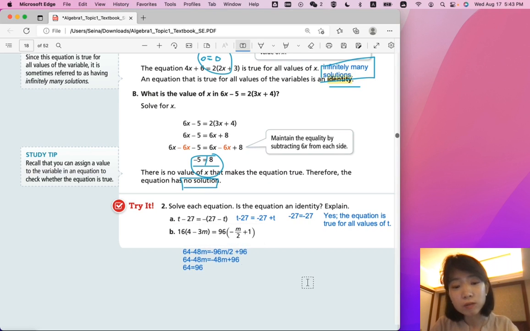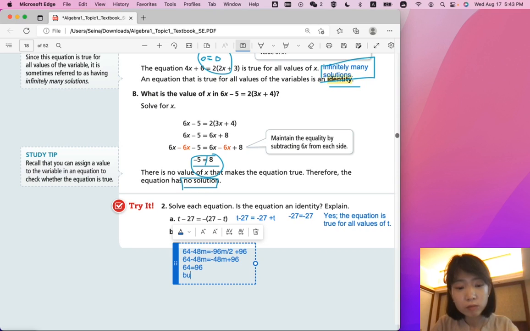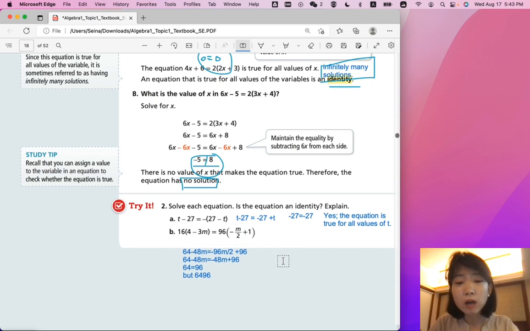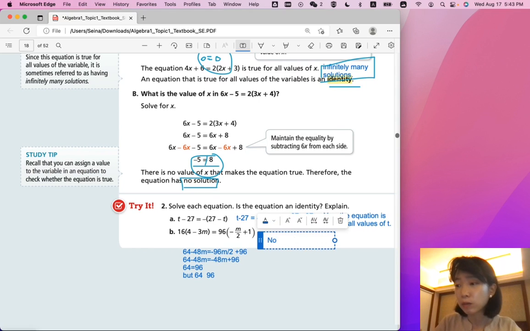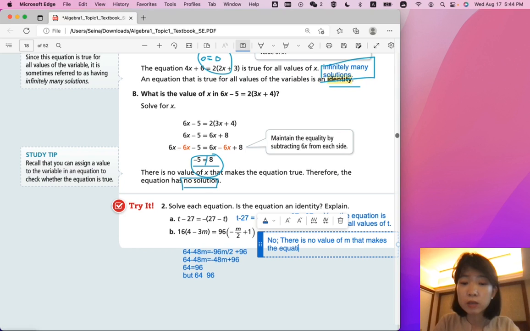Is that true? But 64 doesn't equal 96. So this is not an identity statement. So you can say no. Explain. There is no value of m that makes the equation true.